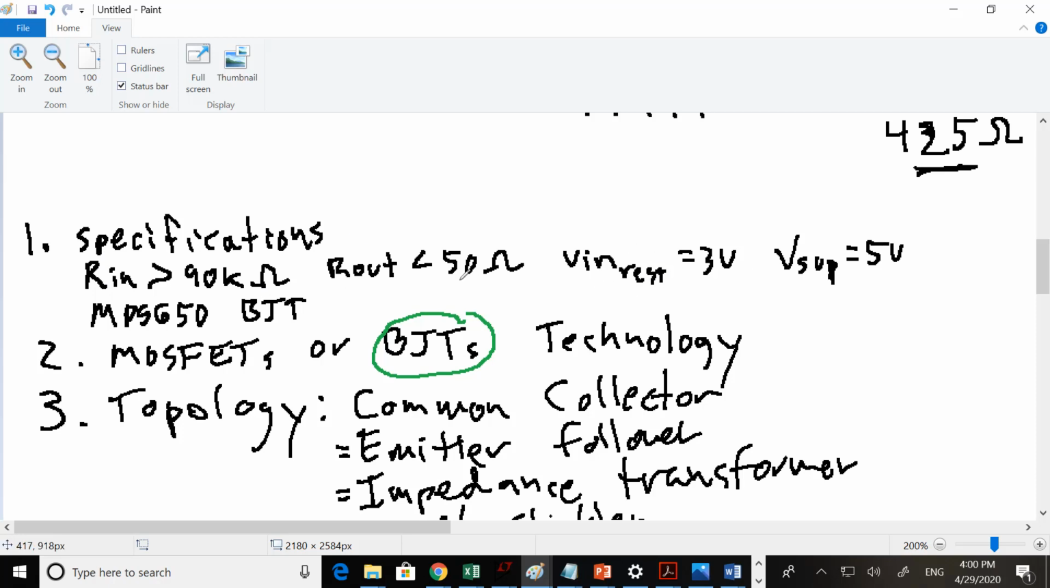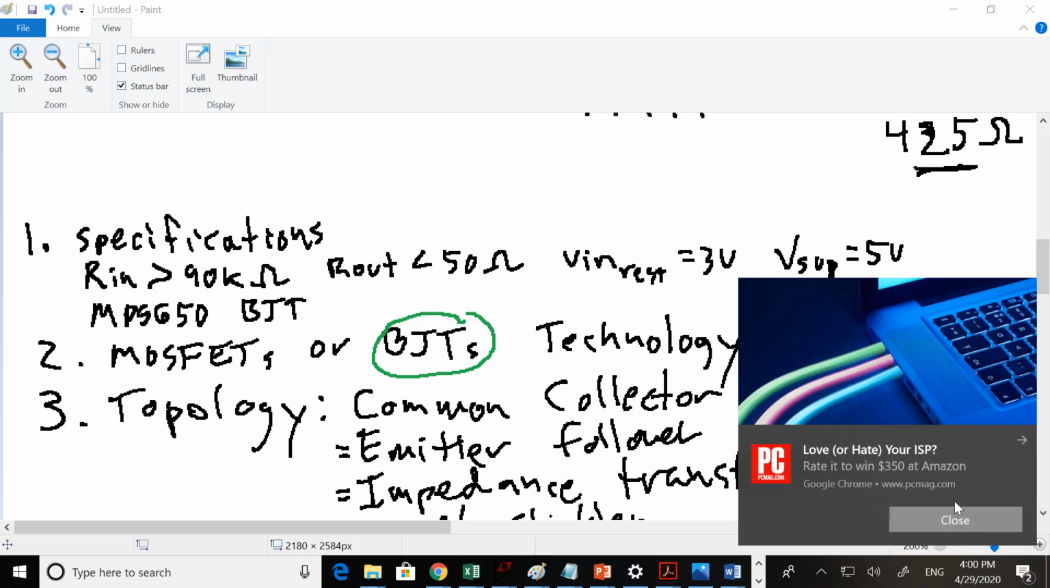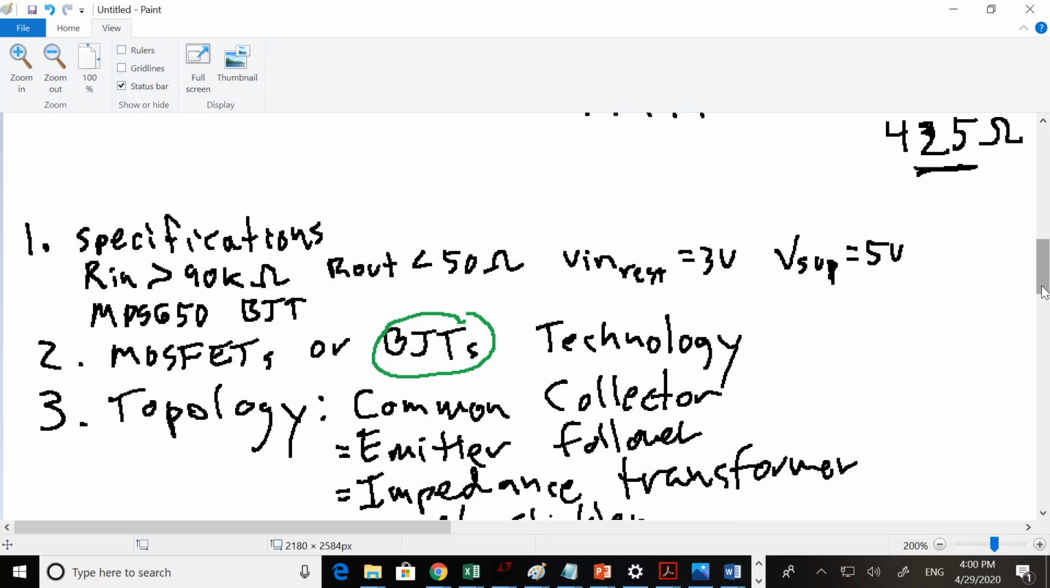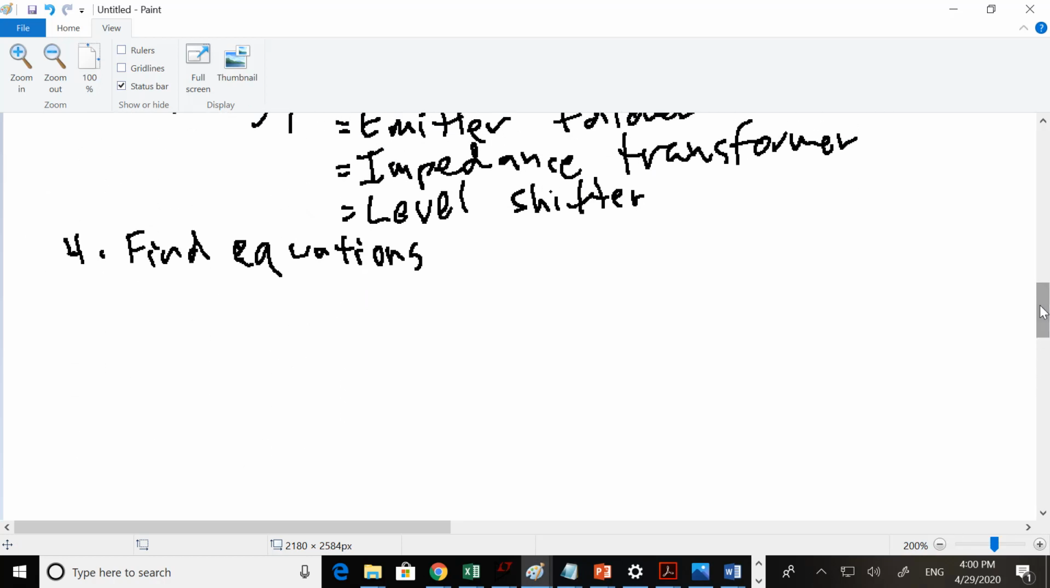Vin is a voltage, Vsupply is a voltage, transistor type, that's the transistor type. But this Rin and Rout are the values we need equations for. I gave you the equation for Rin, and you may have seen that in lab already. But it looks like that. For Rout, we don't have an equation for that. So we need to do small signal analysis to find the equation for Rout.